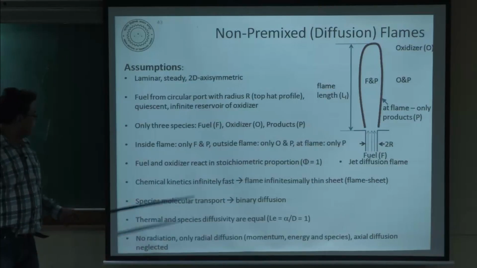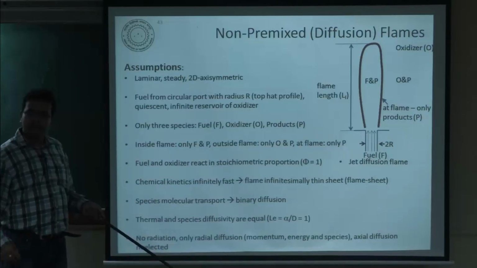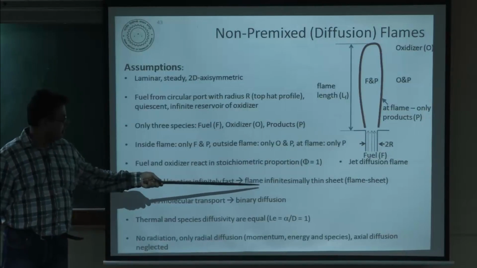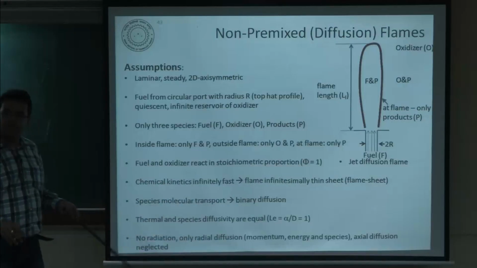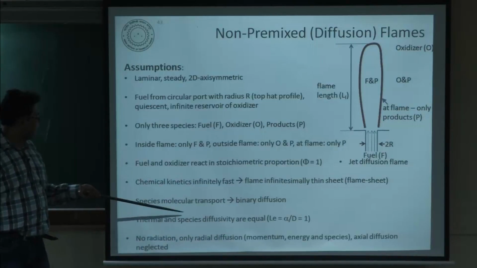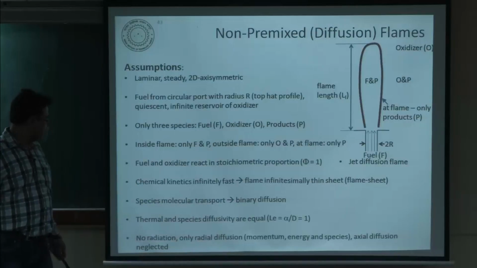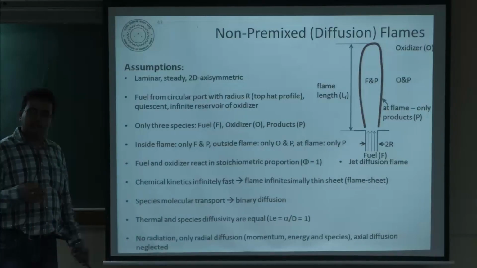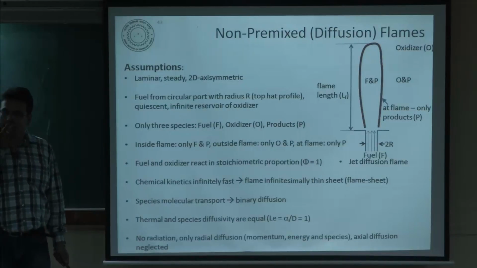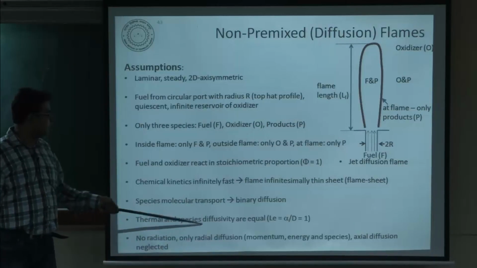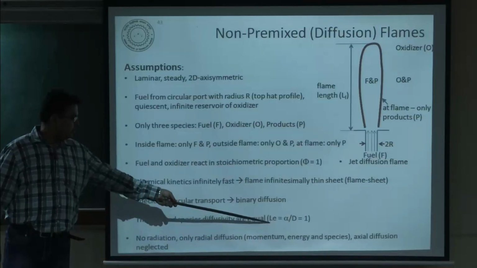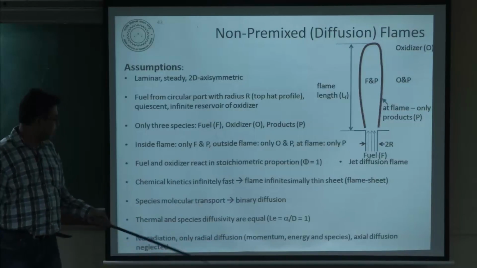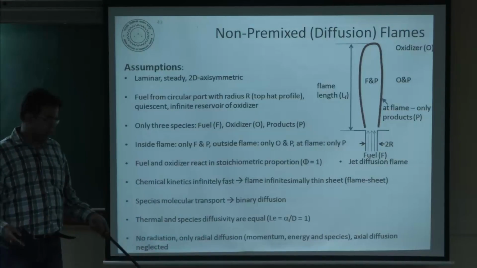So fuel and oxidizer react in stoichiometric proportions, that is, the equivalence ratio is equal to 1. The chemical kinetics is infinitely fast and the flame is an infinitesimally thin sheet, that is the flame sheet assumption that we are making. The species molecular transport is defined by binary diffusion, and thermal and species diffusivity are equal, so the Lewis number is unity. In the previous case we assumed the Schmidt number is unity, but here we are assuming the thermal and species diffusivity are equal. So all the species have the same diffusivity. There is no radiation, only radial diffusion, and axial diffusion is neglected.